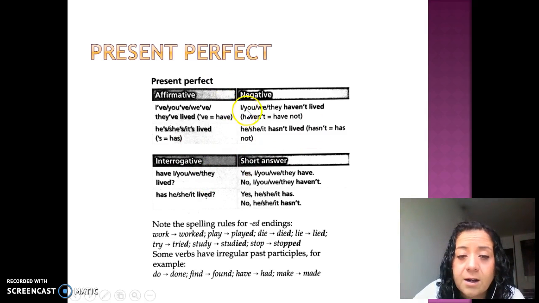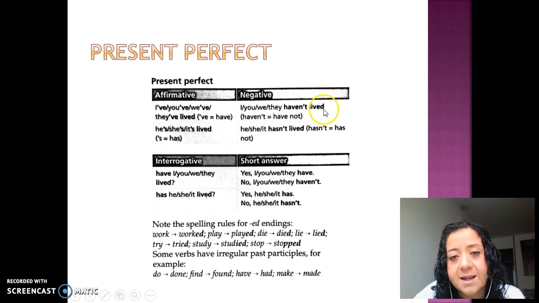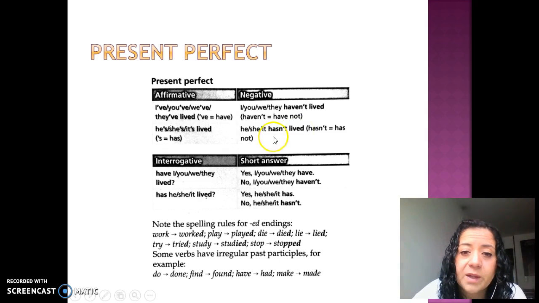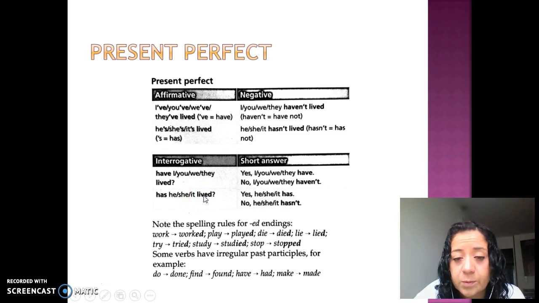The negative: you have, haven't, and then the verb in the past tense. Well, it's not actually in the past, but in the past participle. Remember that? So he, she, it hasn't lived, right? The interrogative form, once again, we invert the order of the auxiliary. So we go first with have or has, and then the pronoun, and then the verb in the past participle.